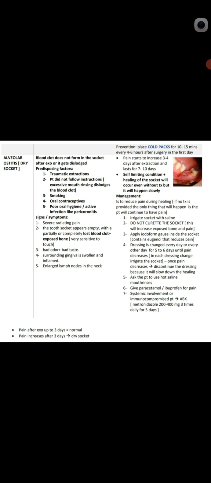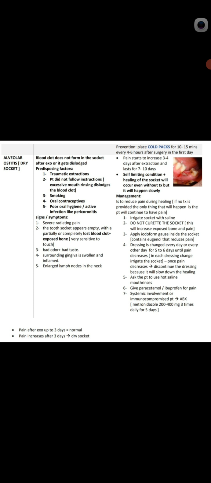Now come to the prevention. Place a cold pack for 10 to 15 minutes every 4 to 6 hours after surgery in the first day. Pain starts to increase 3 to 4 days after extraction and lasts for 7 to 10 days. Now the dry socket is a self-limiting condition, plus healing of the socket will occur even without treatment, but it will happen slowly. Now the aim of management is to reduce pain during healing.